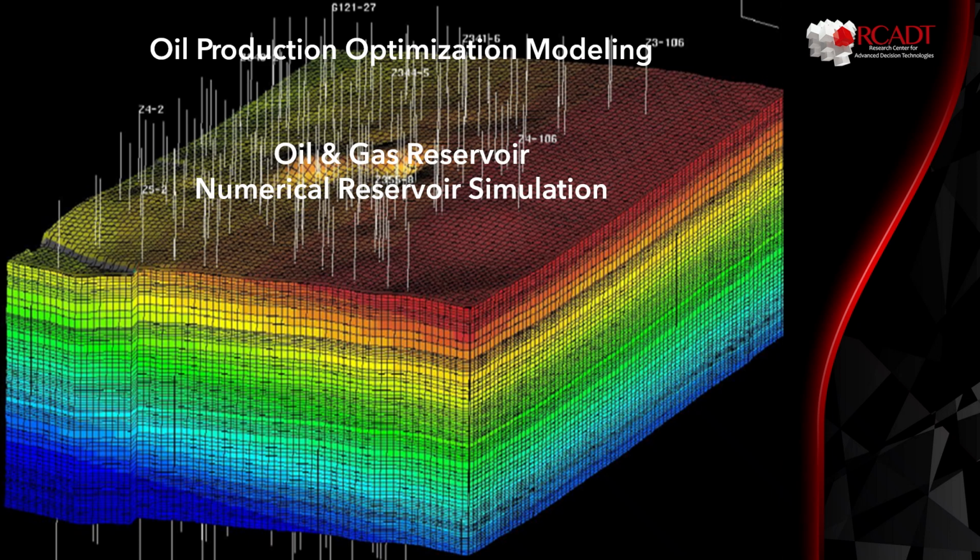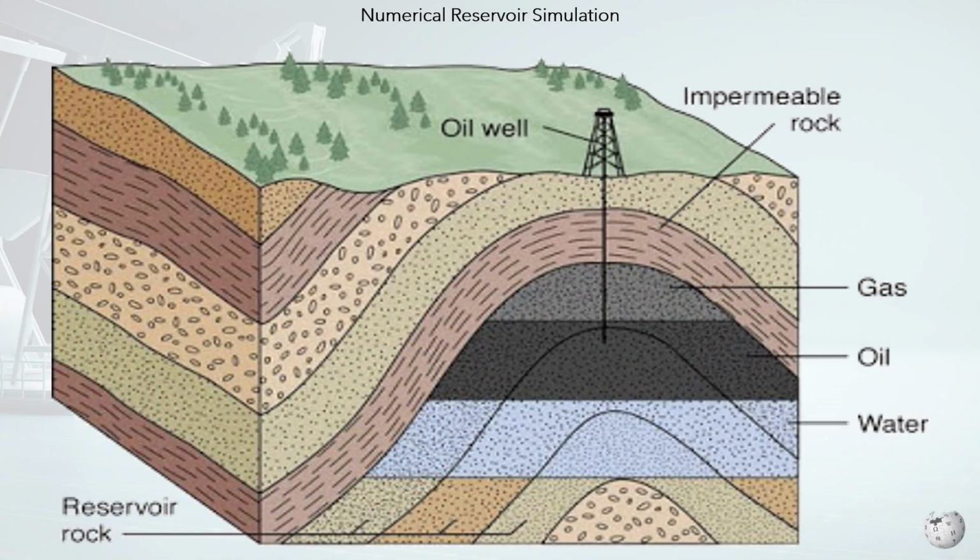Topic: Oil and Gas Reservoir, Numerical Reservoir Simulation. A petroleum reservoir of oil and gas is a subsurface accumulation of hydrocarbons, contained in porous or fractured rock formations. Such reservoirs form when kerogen, ancient plant matter, is created in surrounding rock by the presence of high heat and pressure in the Earth's crust.